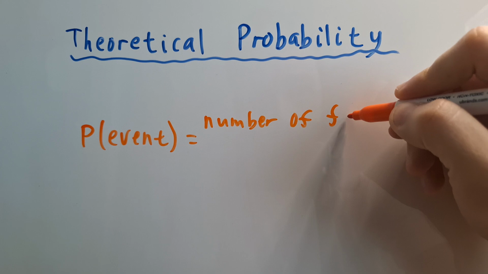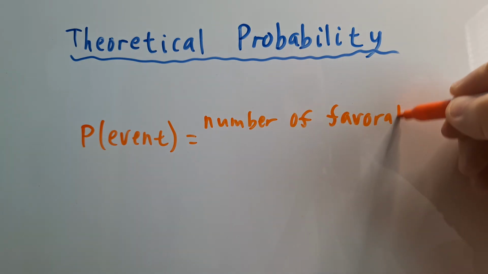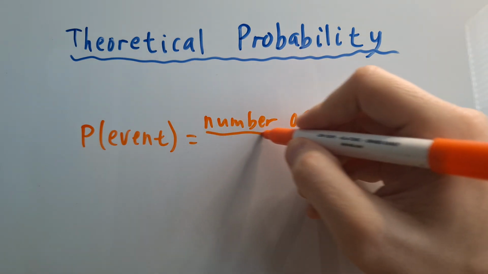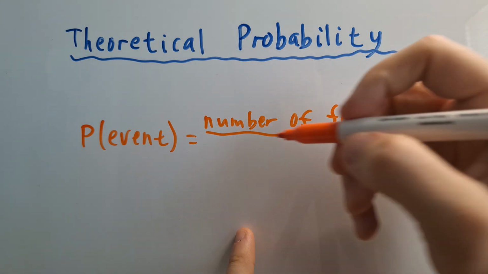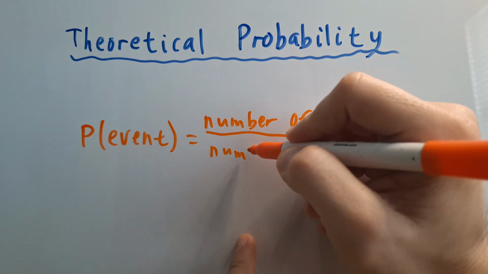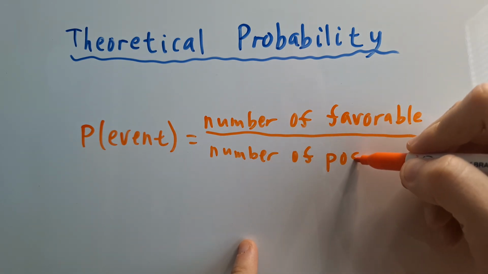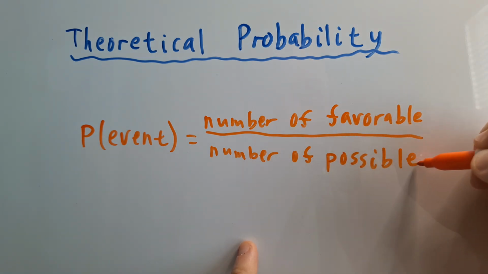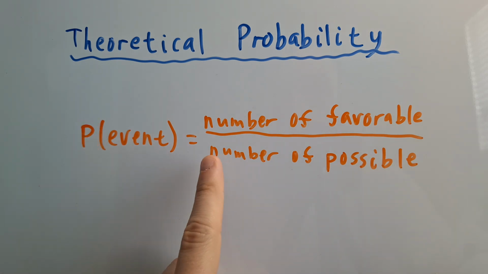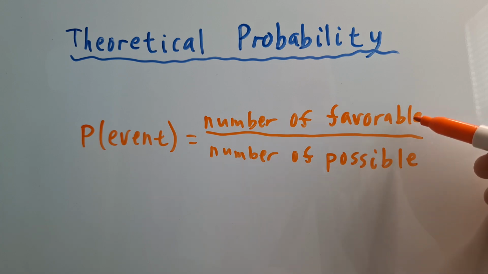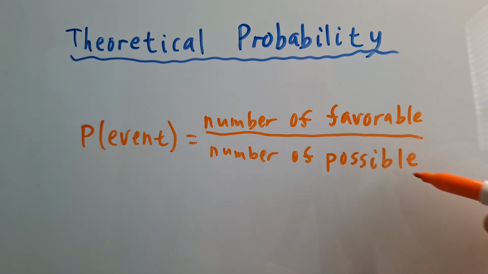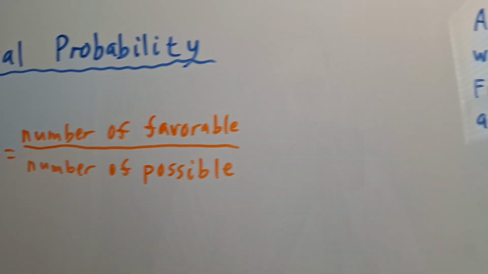The number of favorable outcomes over the number of possible outcomes. So, theoretical probability, it's the ratio of the number of favorable outcomes to the number of possible outcomes if all outcomes have the same chance of happening. Let's take a look at an example of using theoretical probability.